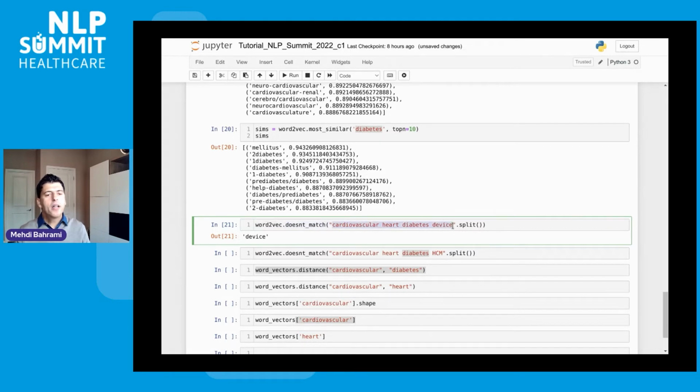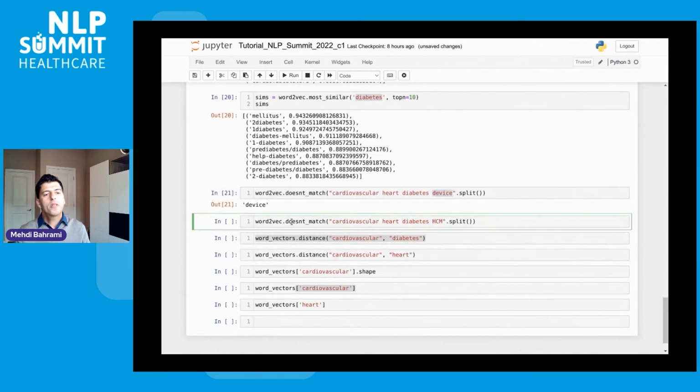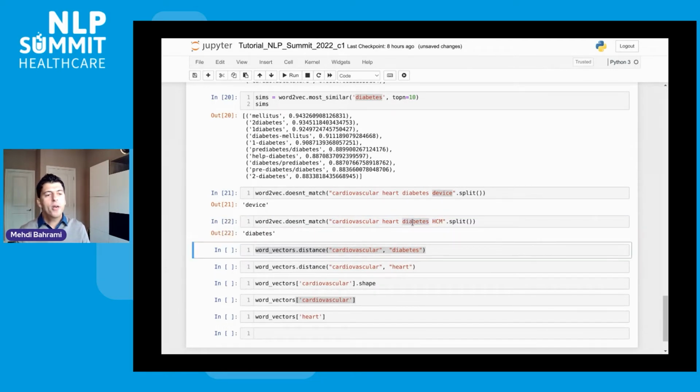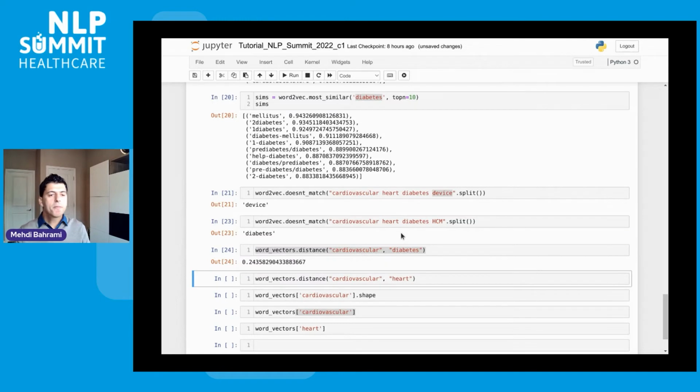Similarly, we could find which word in a list is not matched. As you can see, it shows the device. Similarly, with the same words, but using HCM rather than device, we now ask which word does not match with the others. As you can see, HCM is a type of heart disease, so diabetes would be different.